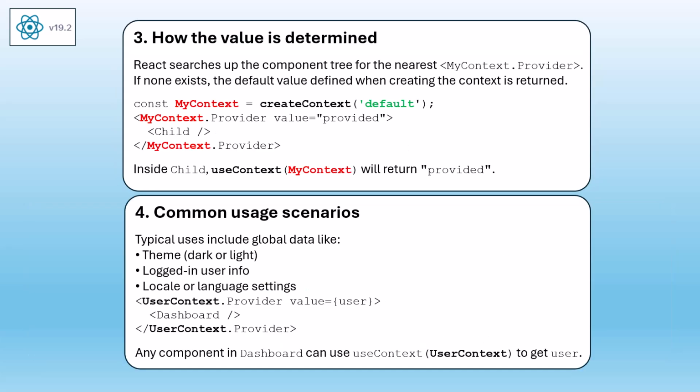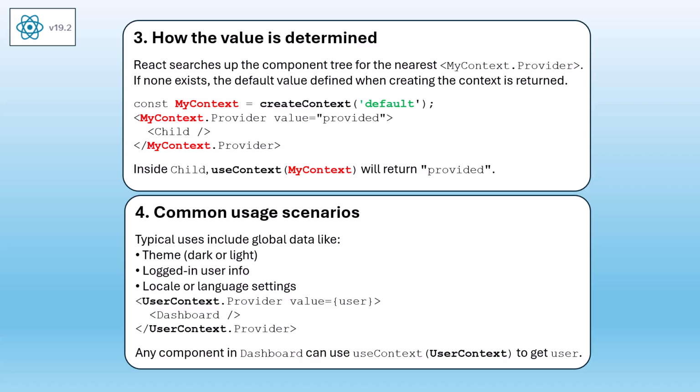3. How the value is determined. When you call this hook in a component, React looks up the component tree to find the nearest provider for that context. The value returned to your component is the value that the provider above it supplies. If there is no provider in the tree above your component, then the hook returns the default value that was specified when the context was created. Because of that, it is important to make sure the provider sits above any component that consumes the context.